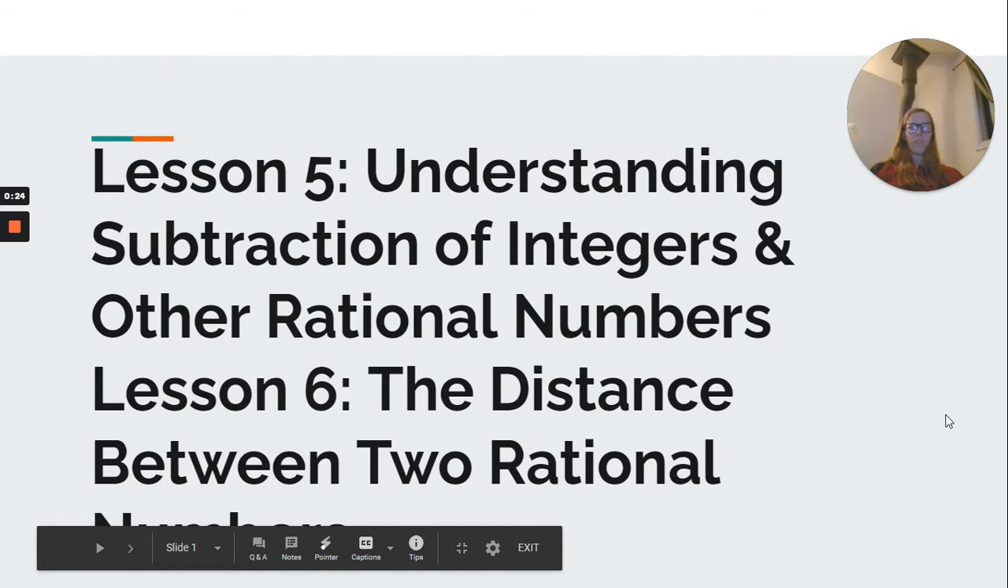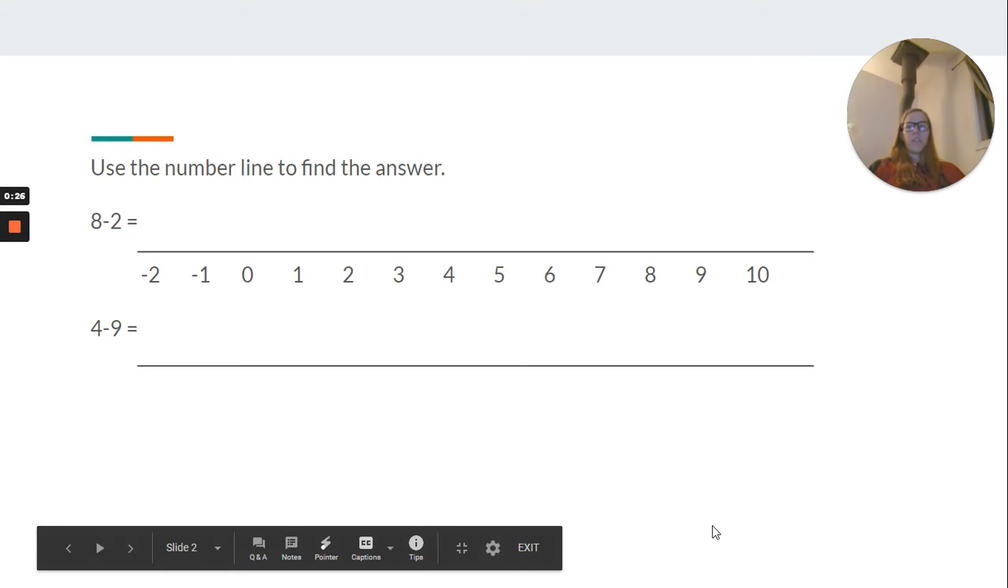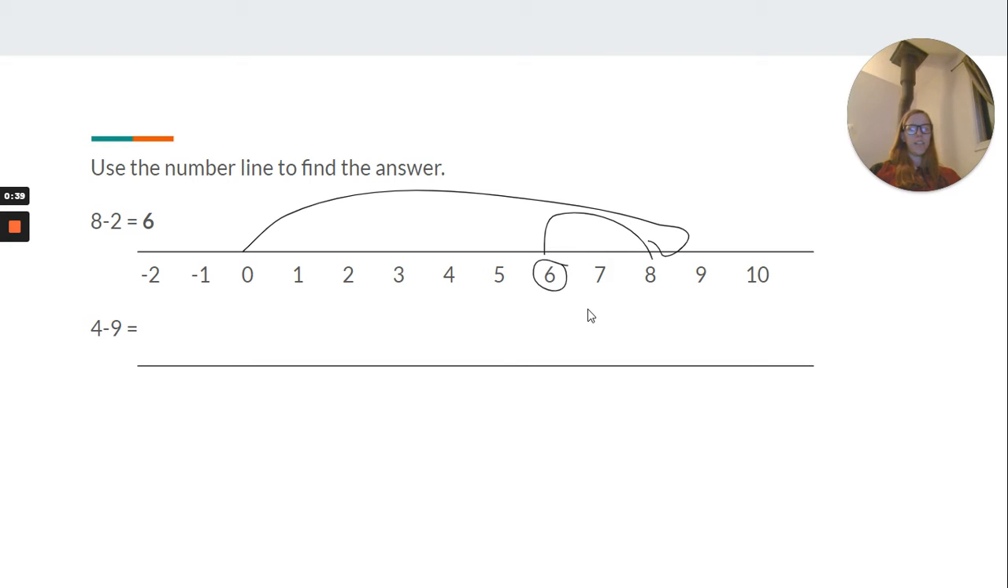So we're going to use a number line to find the answer, like we did before. So we have 8 minus 2. So like previous, we're going to start at 0. We go up to 8. We go back down 2. We end up with 6.